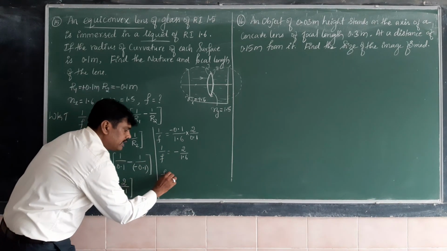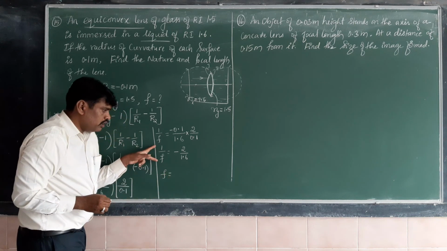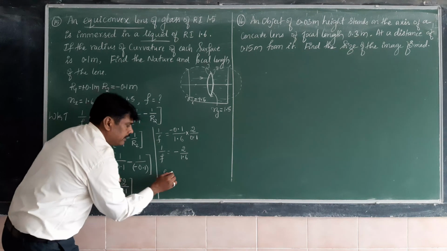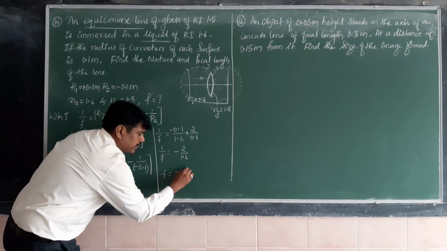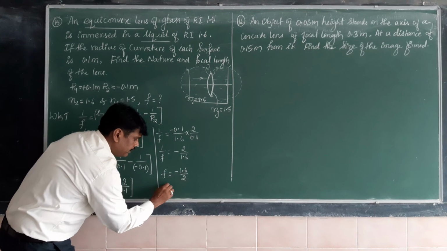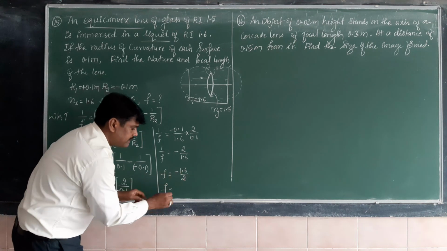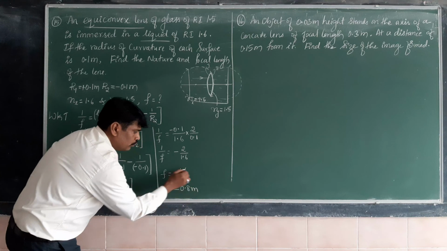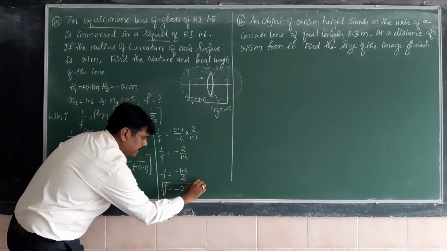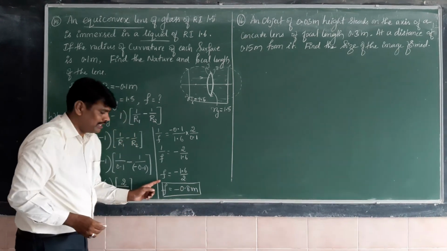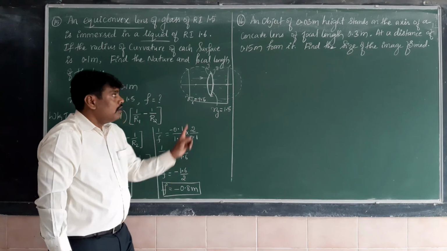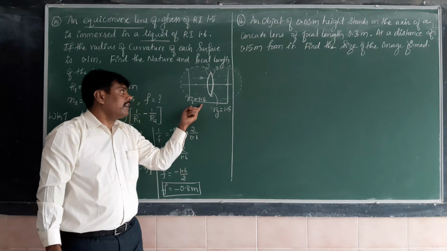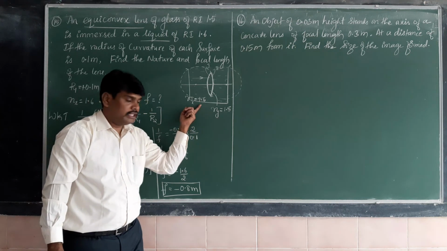Then if I take the reciprocal of this step, reciprocal means you have to take the numerator to the denominator. It will become minus 1.6 divided by 2. f is equal to minus 1.6 divided by 2, which is minus 0.8 meter. So this is the focal length of the lens when it is immersed in a liquid of refractive index 1.6. So this is very important.